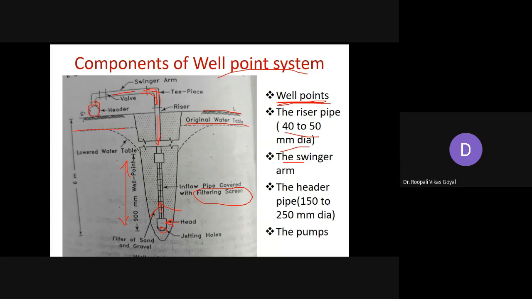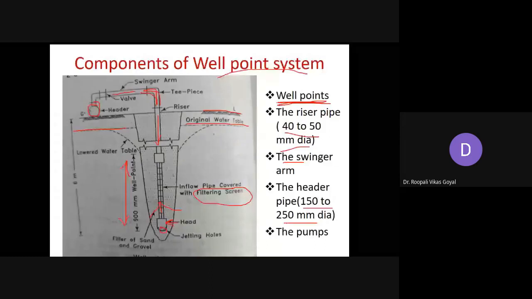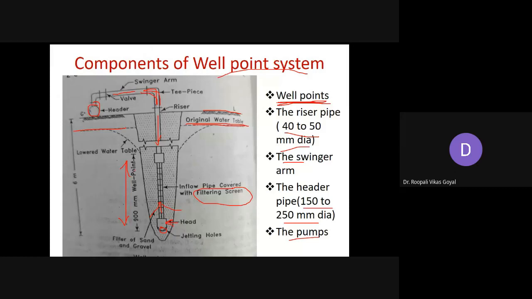सब जितने भी आपके well point होंगे, as you have already seen, they are all going towards a common pipe, and that is called the header pipe. This header pipe should have a diameter more than the well point, that is 150 to 250 mm diameter, and that is connected with the pump. So ultimately, whatever the original groundwater table is here, due to continuous pumping you can have lowering down of the groundwater table.